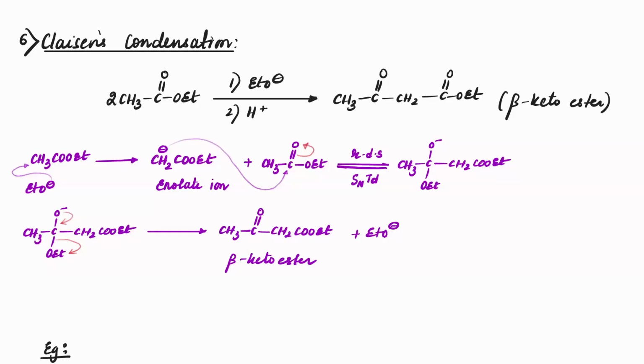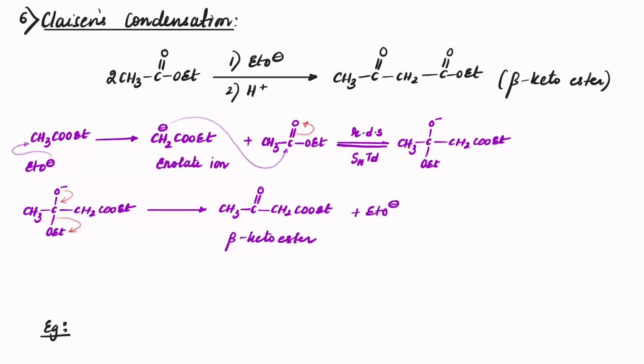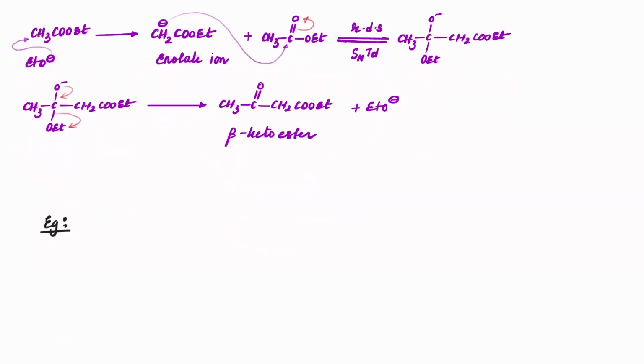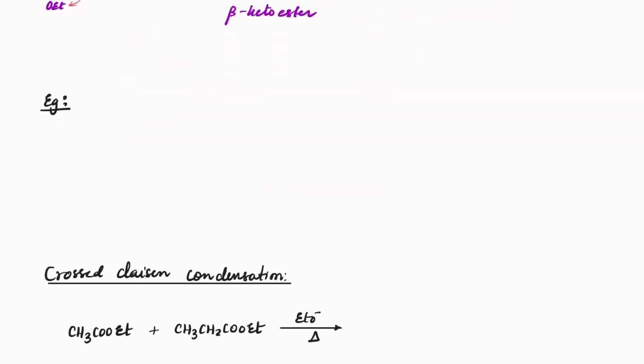So I'm sure you must have understood how the Claisen condensation works, right? So it's the same as aldol. Of course, there is no elimination part here. The elimination is like a substitution case here, right? So that's the whole idea here. So now let me show you some examples.